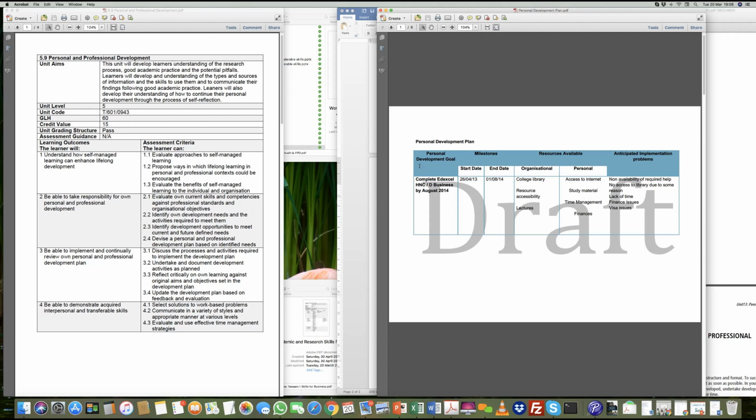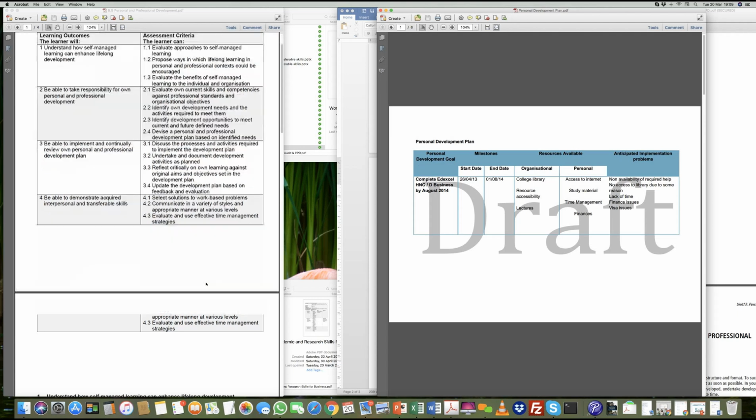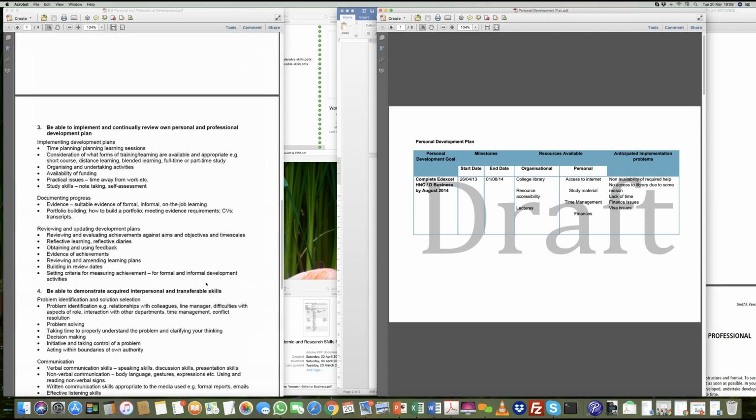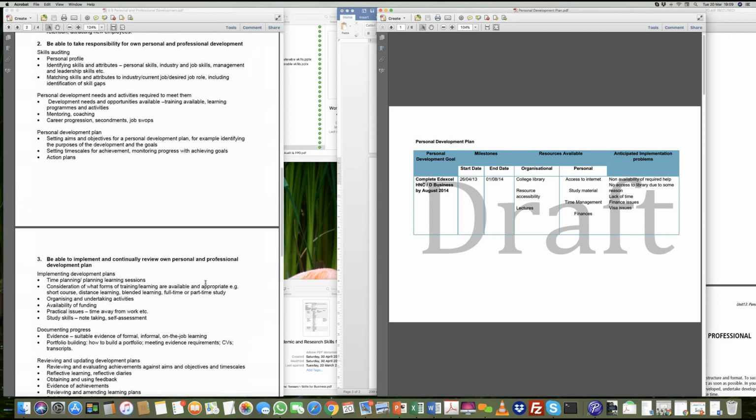There are lots of templates available, but they've just adapted something from CMI, Chartered Institute of Marketing, which talks about how we develop some of these activities into a plan. And that means we're looking at creating a PDP, talking about things like the personal development goals, start date and end date in terms of milestones, and what resources or activities you're going to use.